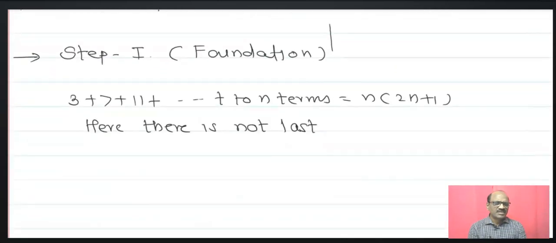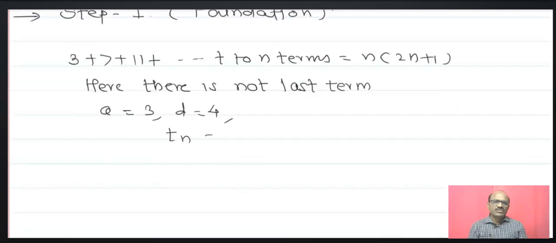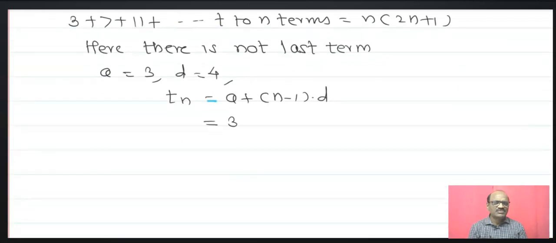though it is not given, we can construct that nth term. That is, we have learned the arithmetic progression. That is, the last term is not there. Now we can form this last term. Now here a is equal to 3, d is equal to 4. If we say this, the given sequence is in AP. Now Tn is equal to a plus n minus 1 into d.